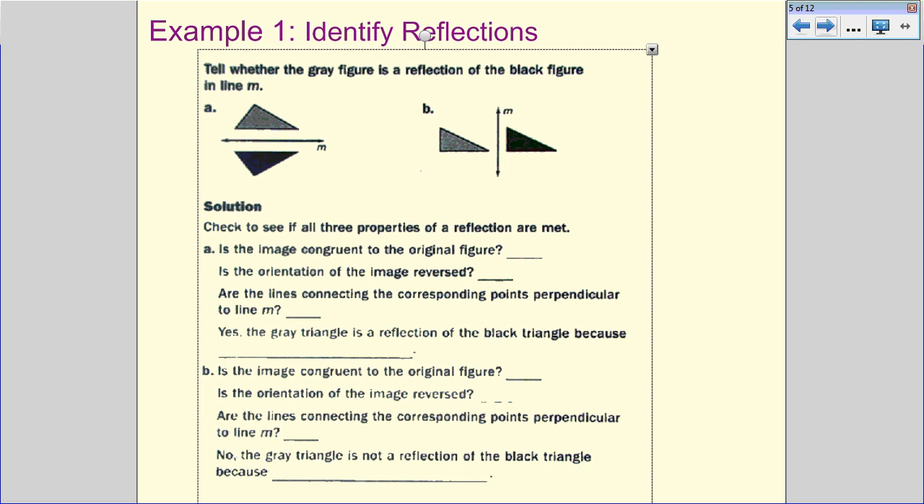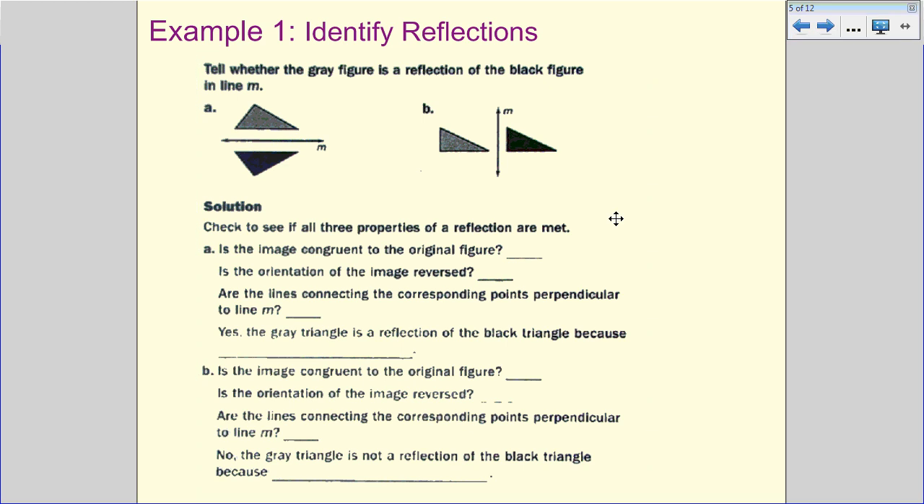All right, so we want to identify a reflection. So we want to tell whether the gray image is a reflection of the black image. So is this top gray one a reflection of the black one? This bottom one is a black one. It's hard to tell from the video, but you should be able to tell in your notes.